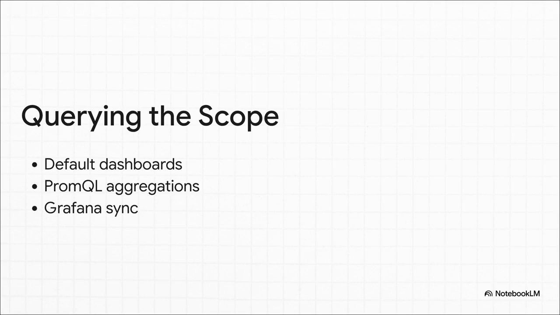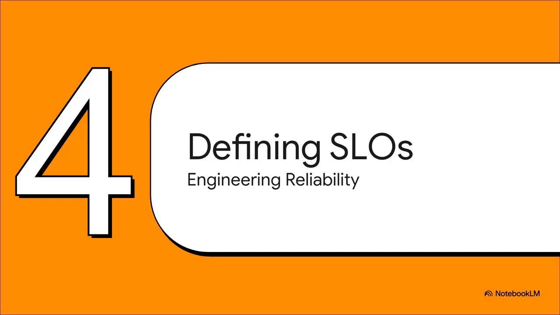When you need to dig deeper, you can use PromQL to perform complex, dynamic mathematical aggregations. You can even use PromQL to query standard system metrics from Compute Engine, not just Prometheus data. And because we're built on open standards, you enjoy native Grafana integration simply by securely configuring cloud monitoring as your data source.